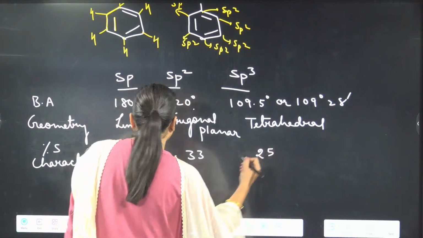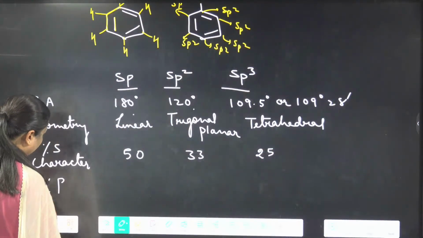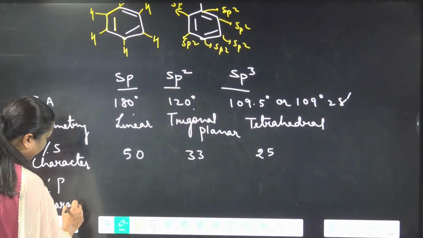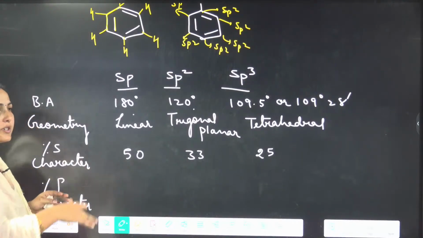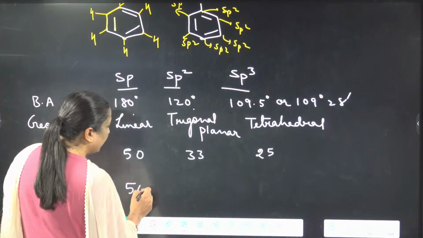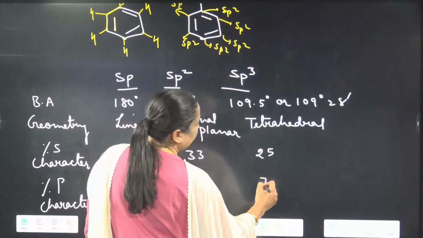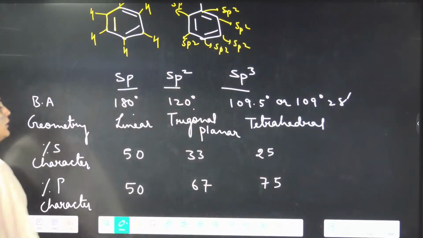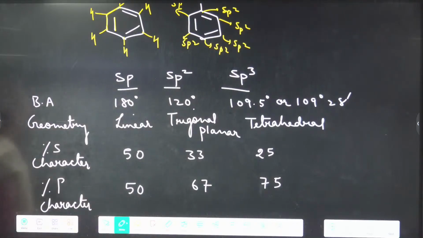25%. Similarly, percentage P character also we can write. These are all very simple things, but we are just kind of revisiting them. So 50, 67%, this is 75%, right? So make sure that you are writing them.